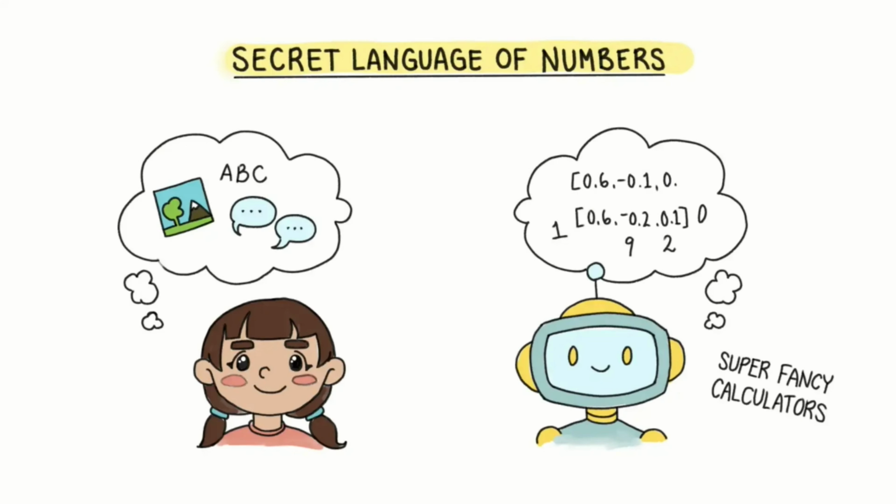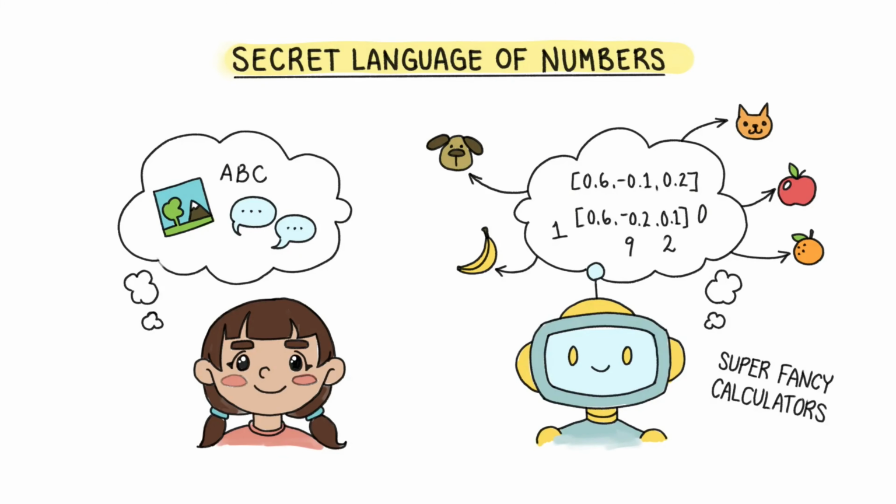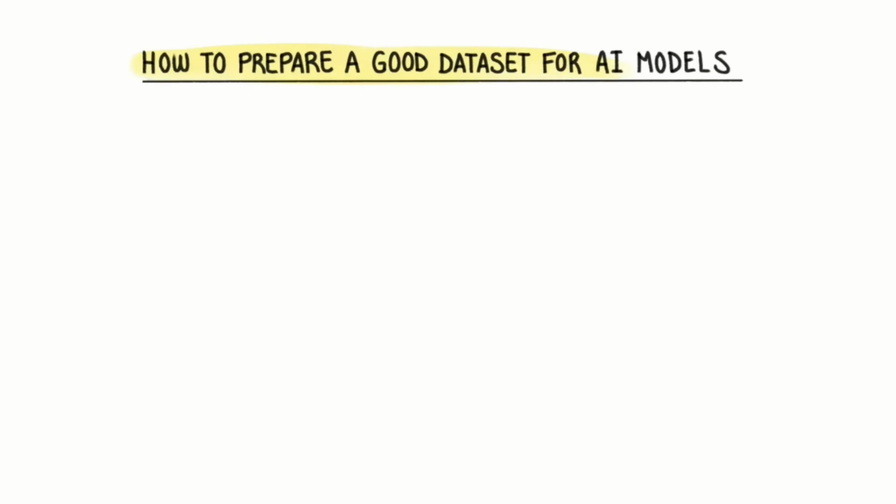As an example, imagine an apple for the model could be equal to 0, and a banana could be equal to 1, or a dog might become a matrix like this, and a cat might become some other matrix like this. There are specific programming libraries and tools to do this, and we can look at them later. So, to understand how to prepare a good dataset for AI models, let's classify them into 8 steps.